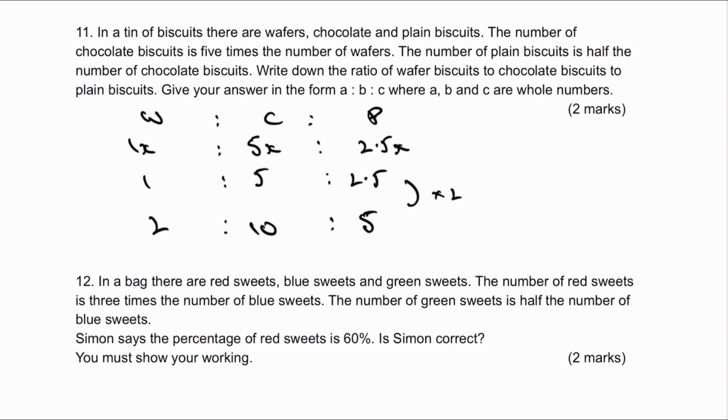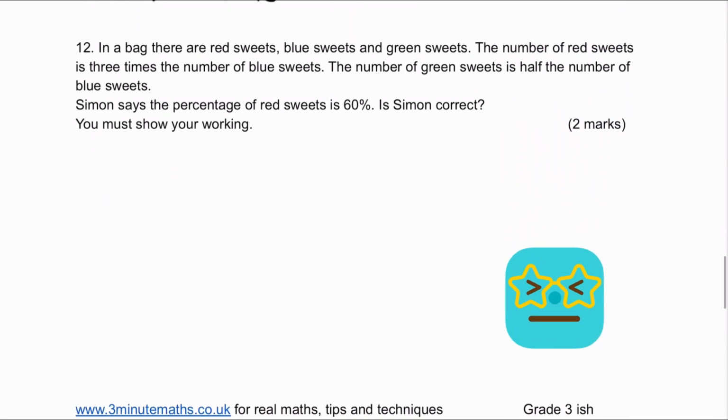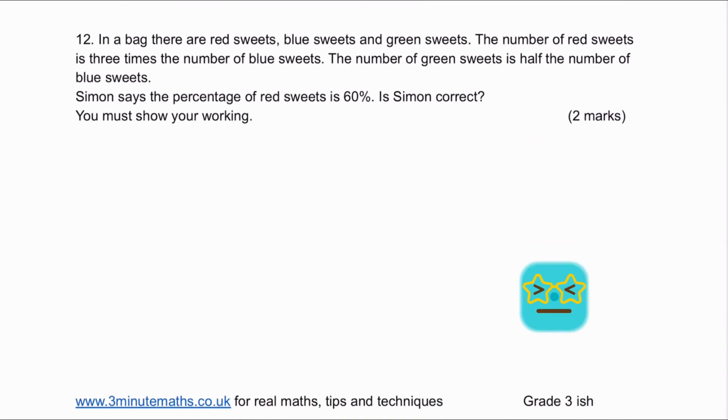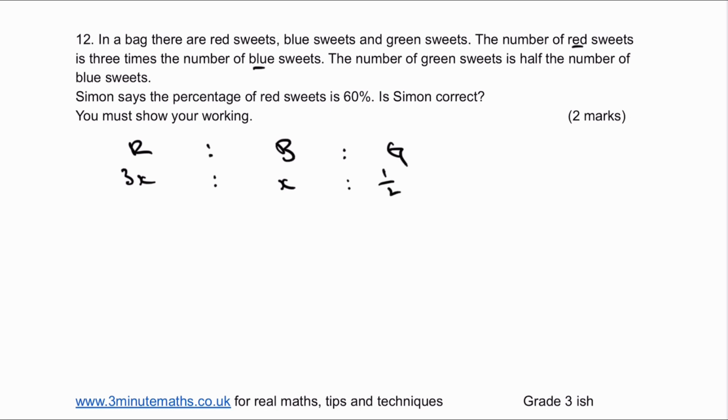Okay, let's have a look then at the next one. Very similar sort of idea, I guess. I would again tend to use x's. In a bag there are red, blue and green sweets. Number of red sweets is 3 times the number of blue. Number of green sweets is half the number of blue. So I've got x blue, which means I've got 3x red. And because I've got half the number of green sweets, it's going to be a half x.